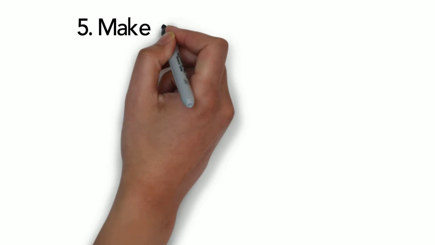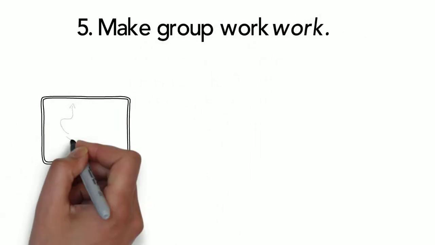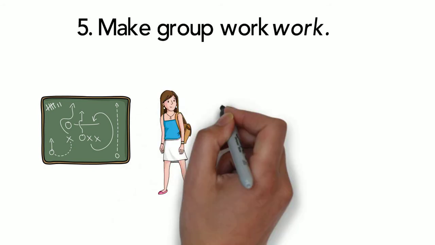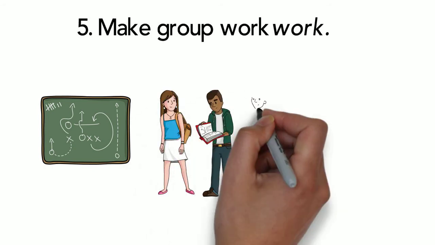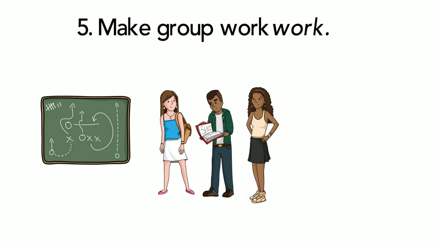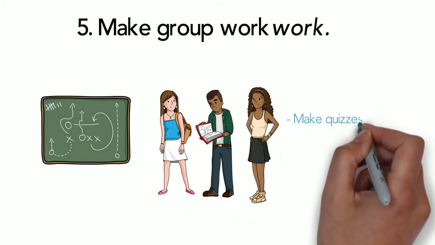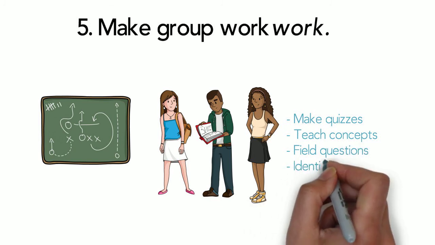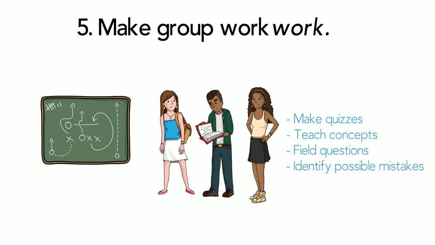Strategy five, make group work work. Plan it out and consider ways to make it dynamic, creative, and productive. It's super annoying when you get together with people and nothing really happens. So have everyone write a few questions and make a quiz together, or take turns teaching concepts and fielding questions, or spend time coming up with possible mistakes someone might make on a certain problem. In all these instances, you're tapping into your awareness, which leads to our last strategy.